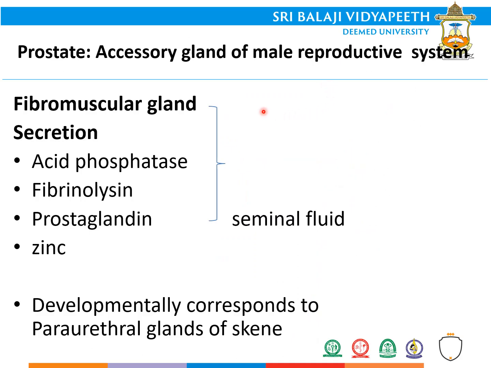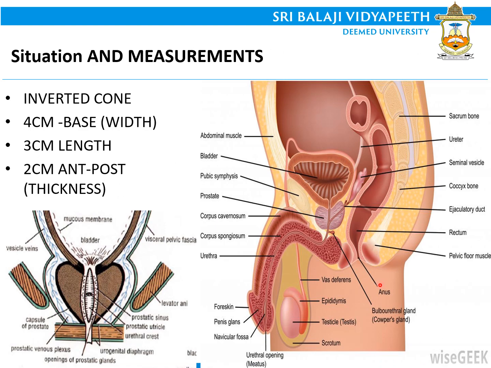Now the prostate gland is again an accessory male reproductive organ. It's a fibromuscular gland whose secretions form the bulk of the seminal fluid, and embryologically it corresponds to the paraurethral glands of Skene. It's situated at the neck of the urinary bladder, and it's an inverted cone shape with the base measuring about 4 centimeters. It measures about 3 centimeters in length and 2 centimeters in its anteroposterior thickness.